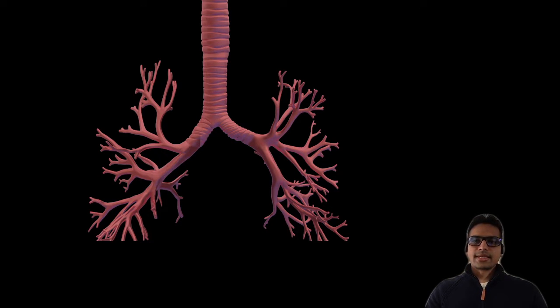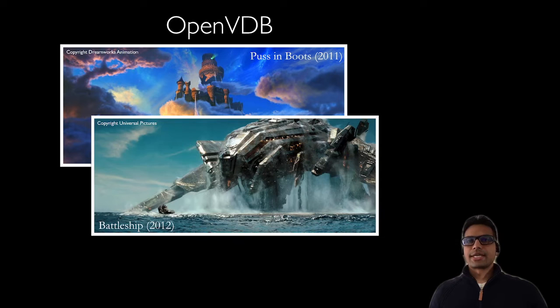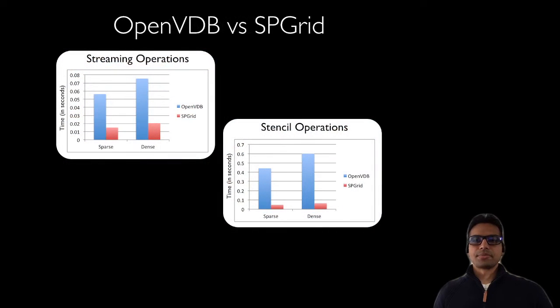Interestingly, the industry is already aware of this problem, and they have their own solution, which is called OpenVDB. As you can see on this slide, it was used for rendering massive cloud datasets in the movie Puss in Boots, or for rendering particle-based fluids in the movie Battleship. Now, the particular solution that I am going to describe, which is called SPGrid, tends to be 3 to 5 times faster than OpenVDB for two of the operations that arise most commonly in fluid simulations.